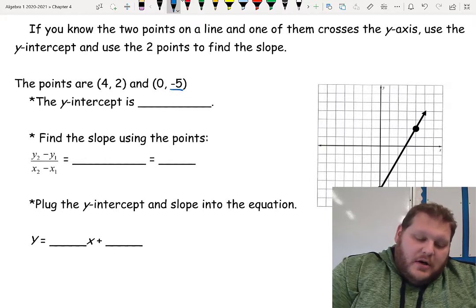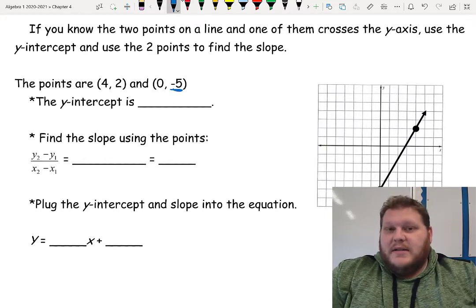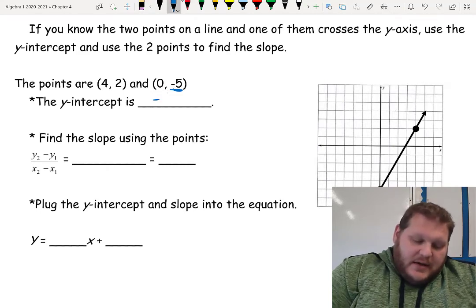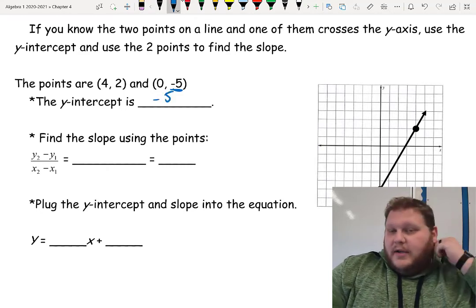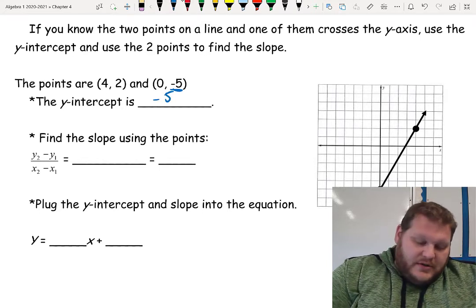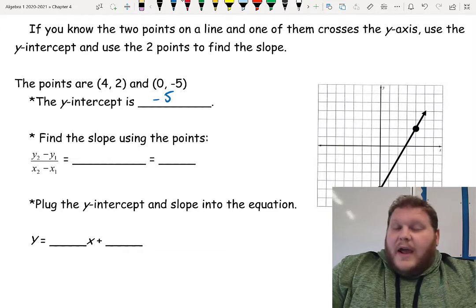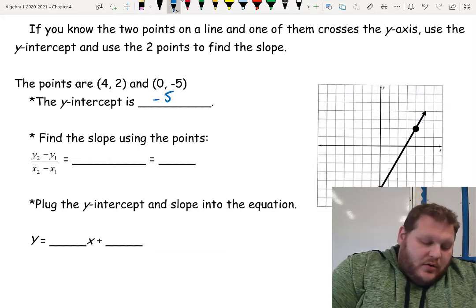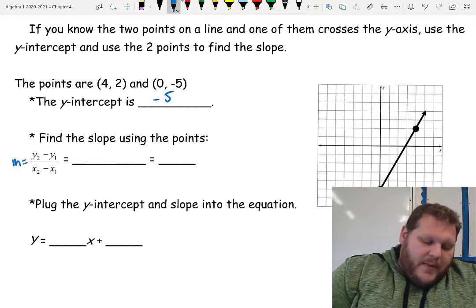Here, I'm still aware that anytime my x value is 0, that y value is my y-intercept. So in this case, -5 is my y-intercept, even though I don't necessarily see that it crosses the y-axis, since I was just given the coordinates. And then to find my slope between those 2 points, remember we didn't really use this a whole lot last chapter, but now it's coming back for us.